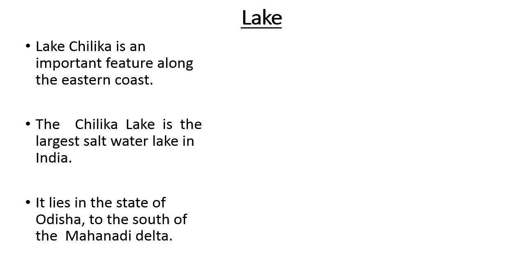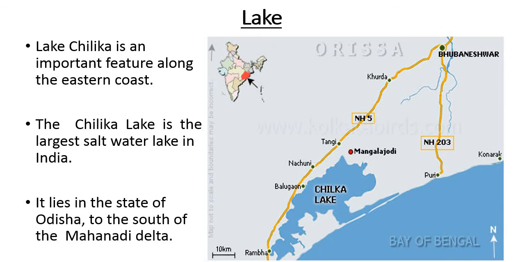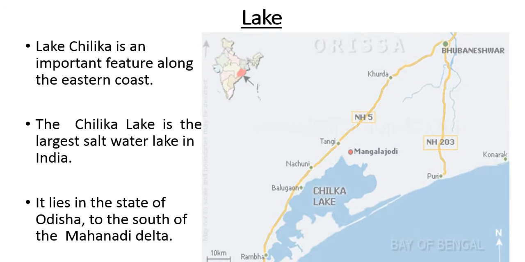Lakes, again in the eastern coastal plains, there is a lake, and its name is an important feature along the eastern coast. The Chilka Lake is the largest saltwater lake in India. It lies in the state of Odisha to the south of the Mahanadi Delta. This river makes a delta, and south of it Chilka Lake is located.